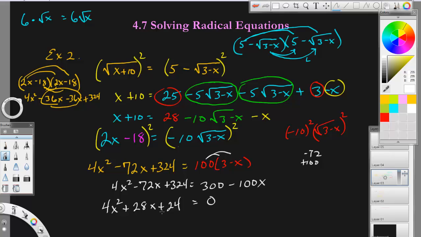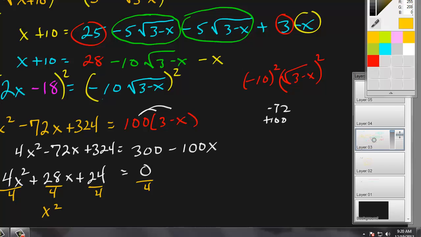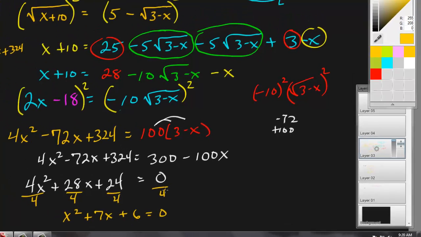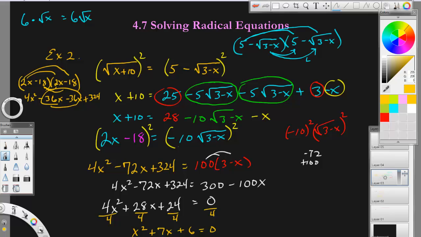Because now, does this thing have a common factor? It looks like 4 goes into each one of these, so I'm going to divide all these by 4 just to make my life easier. Even though this is another step, my life will get easier because my leading coefficient will become a 1, and that makes it super easy to factor. That'd be x squared plus 7x plus 6 equals 0. 0 divided by 4 is, of course, 0.